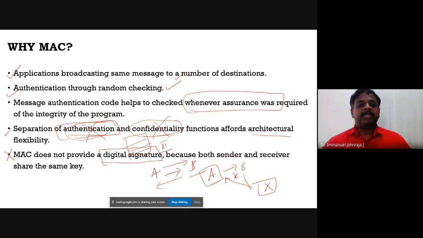Because both sender and receiver share the same key, the third party cannot find out whether the message is from A or B, because both of them have got the key. What is the case of authentication? Authentication is between these two entities. You don't require a third person to authenticate it.